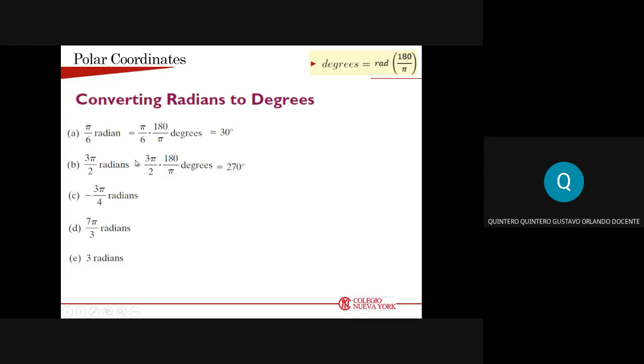270 degrees. Beautiful. I think I had a mistake at the beginning here. I multiplied by 2 instead of 3. All right, guys, beautiful. 270 degrees.